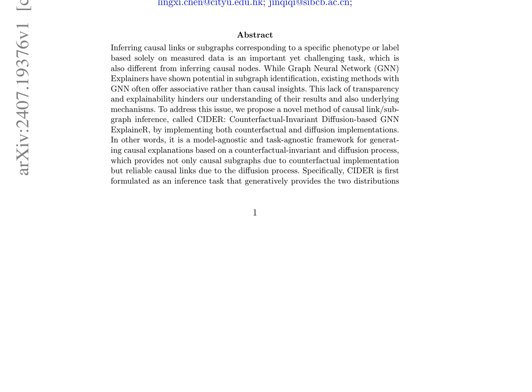The effectiveness of CIDER is demonstrated through extensive experiments on various benchmark datasets, showcasing its ability to identify causal subgraphs and links with high accuracy. The results highlight the importance of considering both counterfactual and diffusion mechanisms in causal subgraph inference, providing a novel approach to addressing this challenging problem.